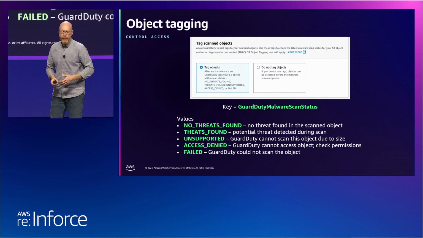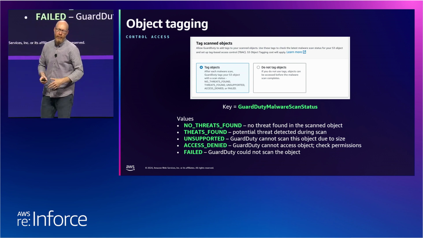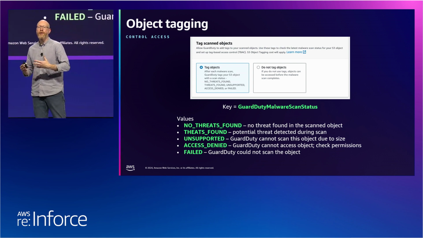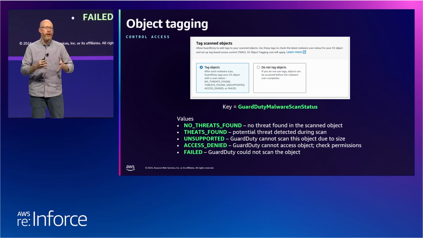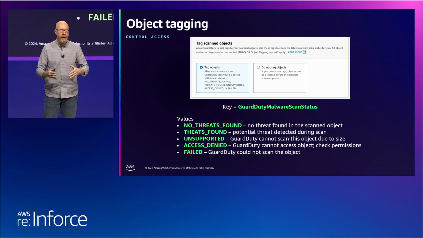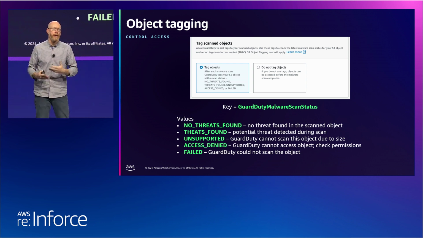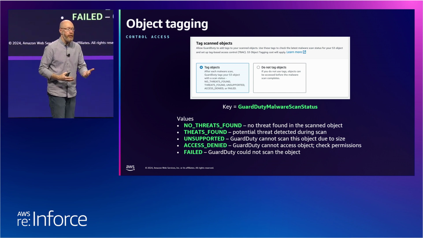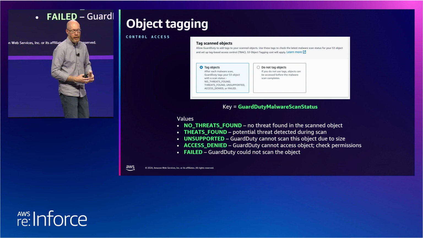Controlling access. We talked about object tagging earlier. There's a little bit more information here on how that object tagging actually looks. If you have enabled the object tagging, we will tag every object that GuardDuty looks at, even if it is clean. So every object would have a key of GuardDutyMalwareScanStatus, and then the value is going to vary. We're going to have No threats found, meaning it's clean, we don't see anything there. Threats found, meaning that we've identified malware and there's a potential threat to your organization.